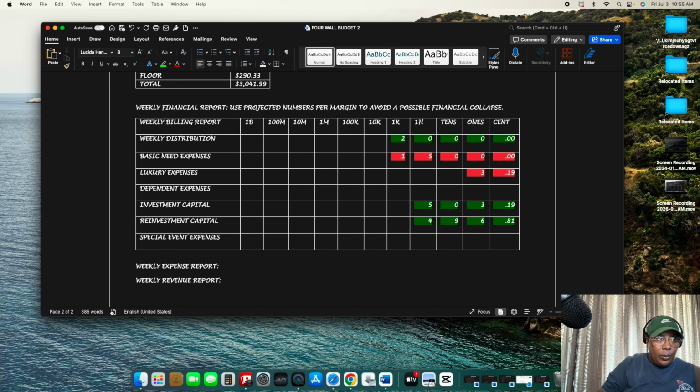Nonetheless, from there, the weekly expense report is everything in red. So $1,503.19. And then a weekly revenue report is everything in green, right? Except for what we started the week off with. So that's the $1,000 that we wanted to close off on the 5th.